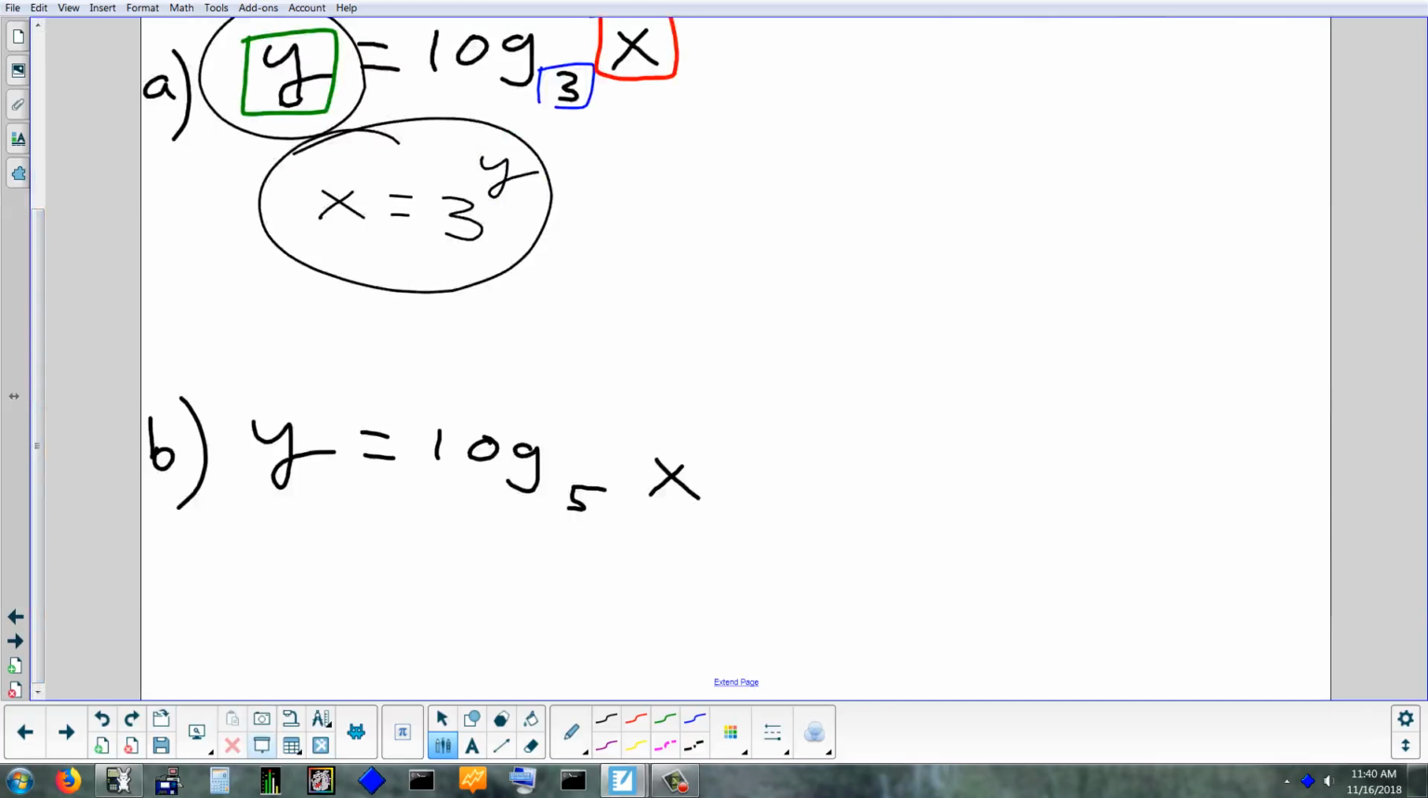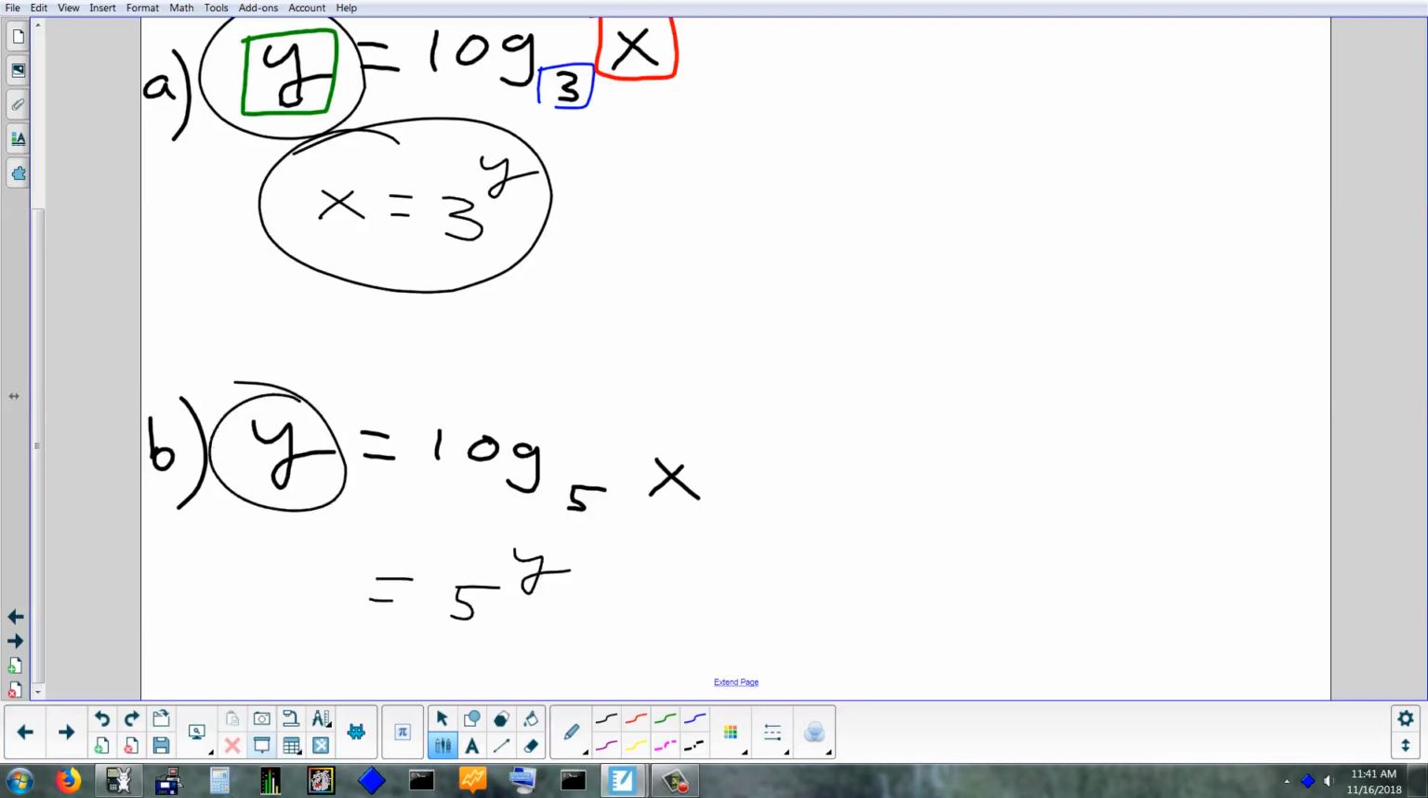Okay, what's my base there? 5. Yep. So when I rewrite it, 5 is my base. Okay. Now we're going to put an exponent on the 5. So we look at it. Logs always equal what kind of number? Exponents. Logs equal exponents. There's my exponent.